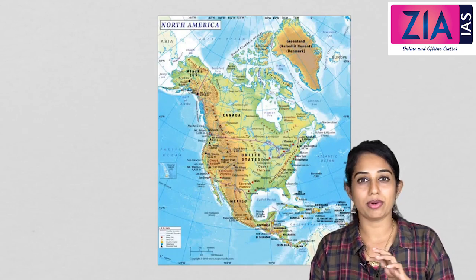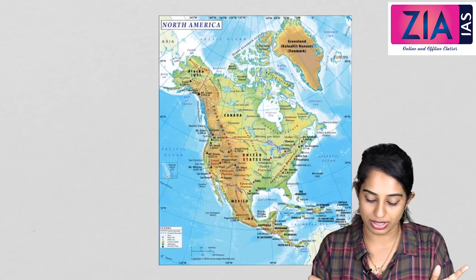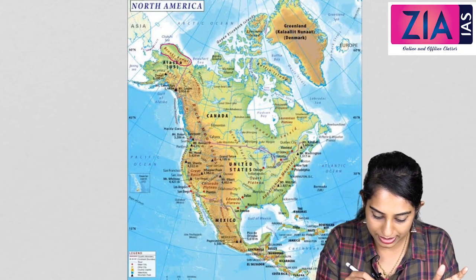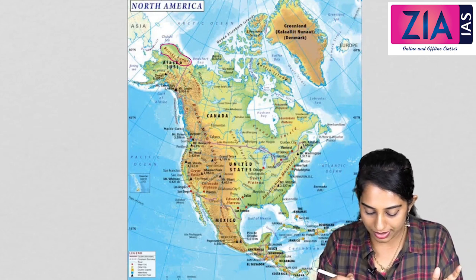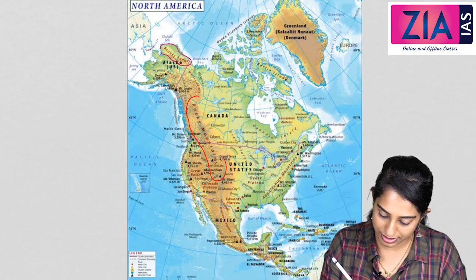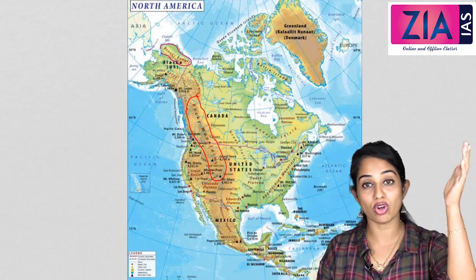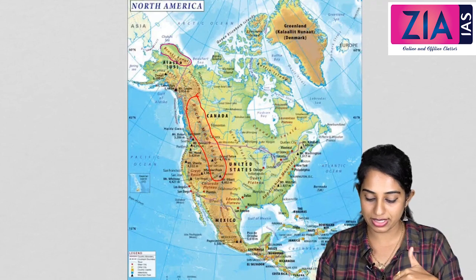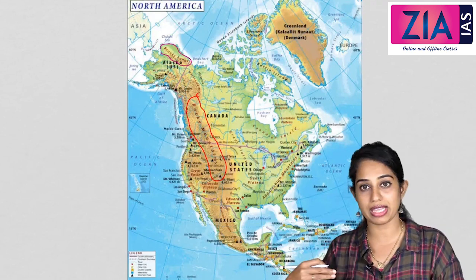Now we will understand about the physical features of this continent. We can see clearly Brooks Range is there in Alaska, and the main mountain which runs across Canada, US and Mexico, that is the Rocky Mountains. We can see Rocky Mountains here. Rocky Mountains start almost from Alaska, pass through the western part of the continent and reach almost till Mexico and towards the Caribbean islands.